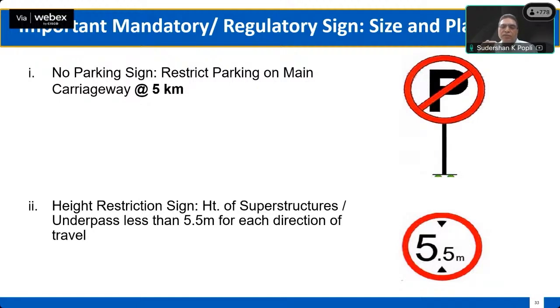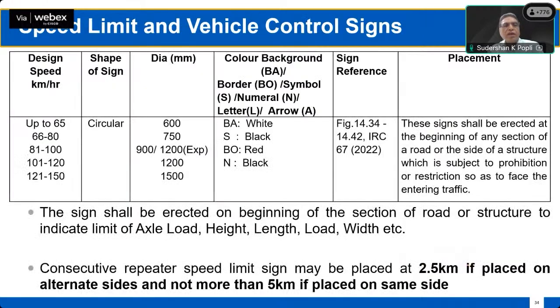the restriction starts. If you put this 5.5 meter sign half a meter above the restriction, it doesn't serve the purpose, and it leaves confusion for the road user that the 5.5 meter restriction is starting from there. Then speed limit signs: depending upon the speed limit, signs of different sizes are to be placed, and again these are to be repeated. In the case of 2.5 kilometers, they are placed on alternate sides, and if on the same side, then they should be placed at every 5 kilometers.